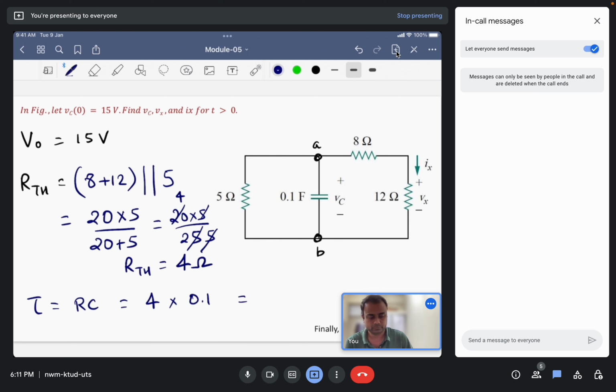So this will become 0.4. A quick question: what will be the unit of time constant? Please write down your answer in the chat box. What will be the unit? Can anyone please define what is time constant, tau?